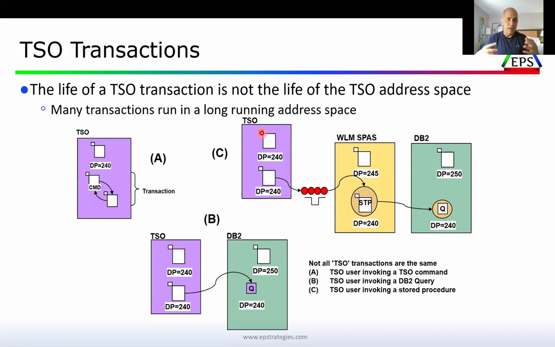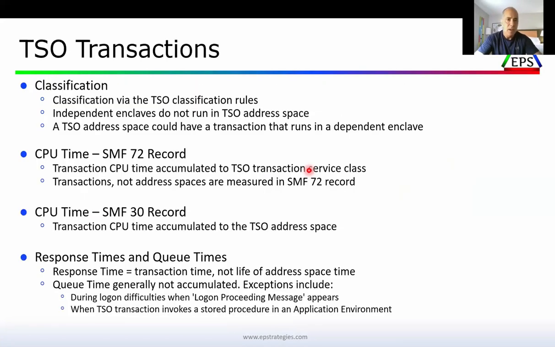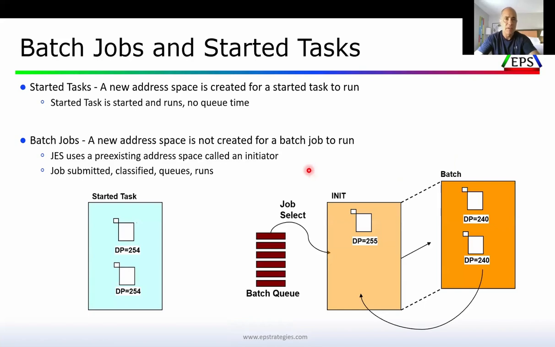So that's kind of what we're going on here. Understand what a transaction is. A TSO transaction on the left here might have a very short response time goal, where the stored procedure might have a longer response time goal and might want to be put into a lower period. I'm not going to present these slides, just talking about where the response times and CPU times are accumulated, and I do that for all the different examples.